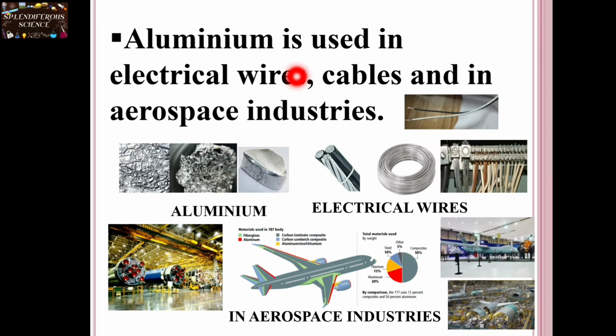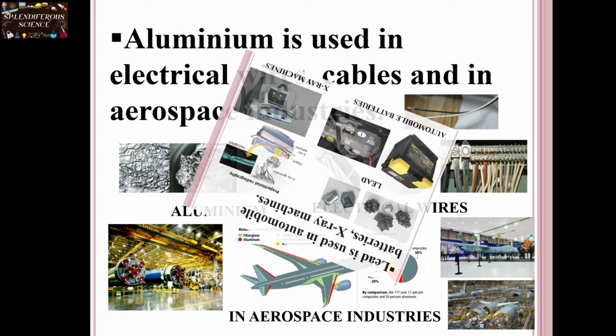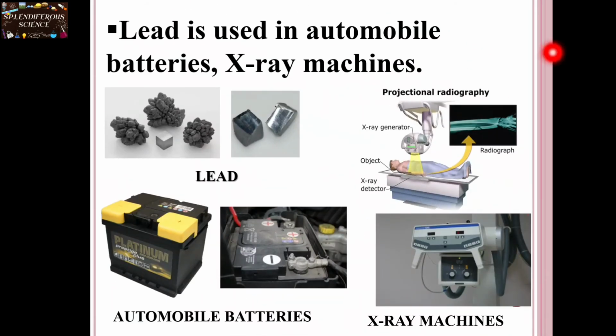Aluminium is used in electrical wires, cables, and in aerospace industries. Lead is used in automobile batteries and in X-ray machines.